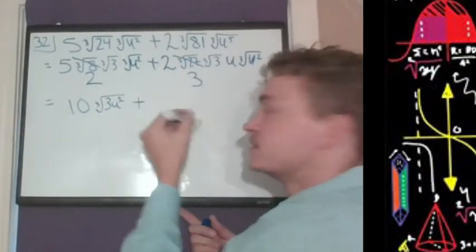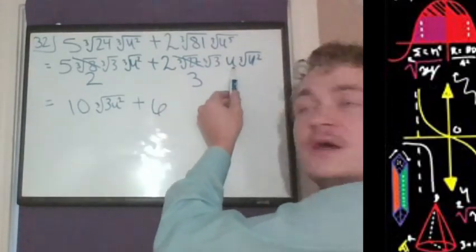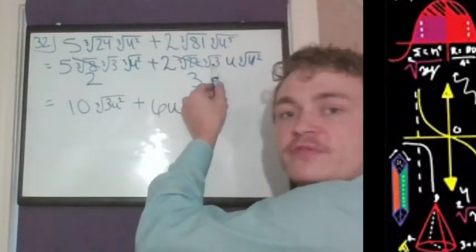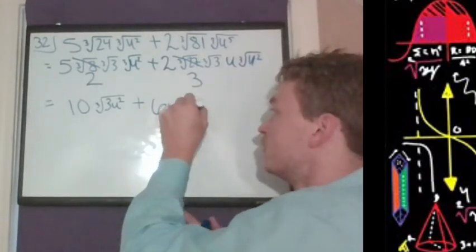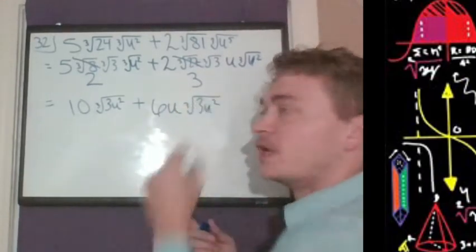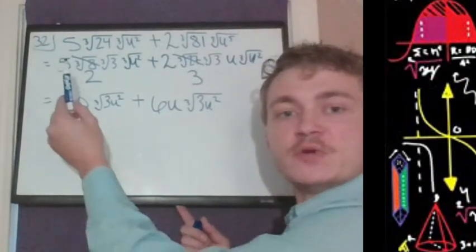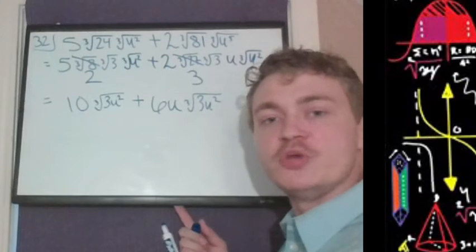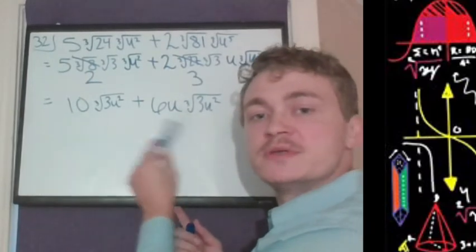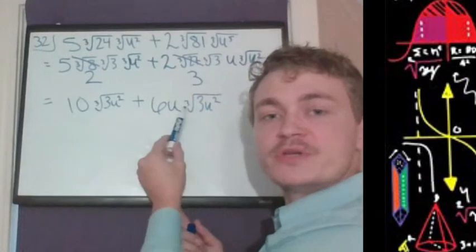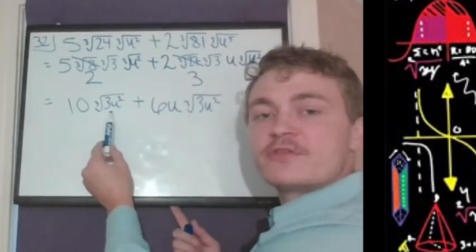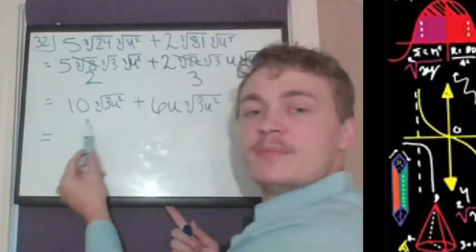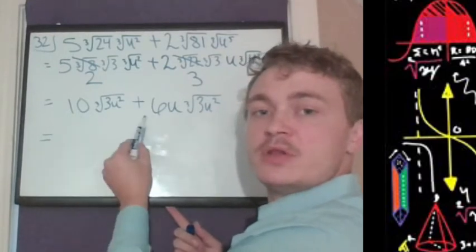2 times 3 is 6. Our factor of u, we will pull out next to the 6. Cube root of 3 multiply cube root of u squared gives us our cube root of 3u squared. So we have 10 cube roots of 3u squared added to 6u cube roots of 3u squared. For our 2 terms, they are like radicals. They have the same root of 3. They have the same radicand of 3u squared. Thus, combining the 2 terms by combining their coefficients, 10 plus 6u.